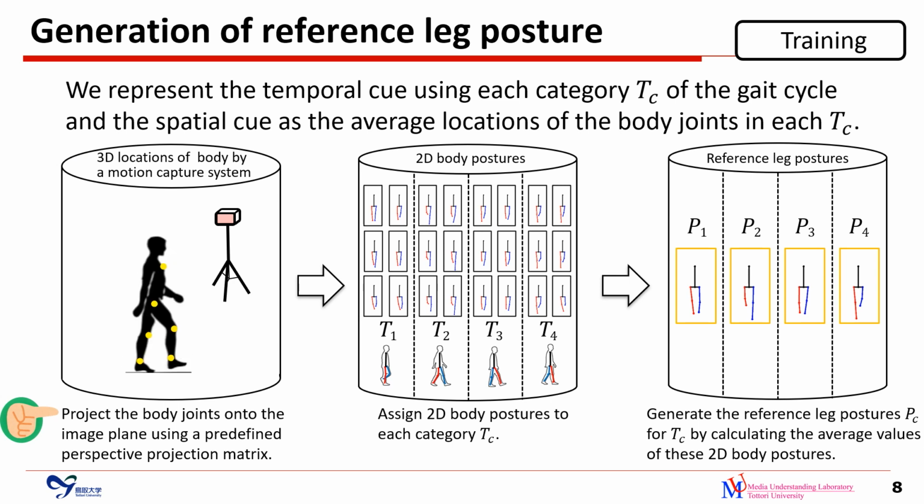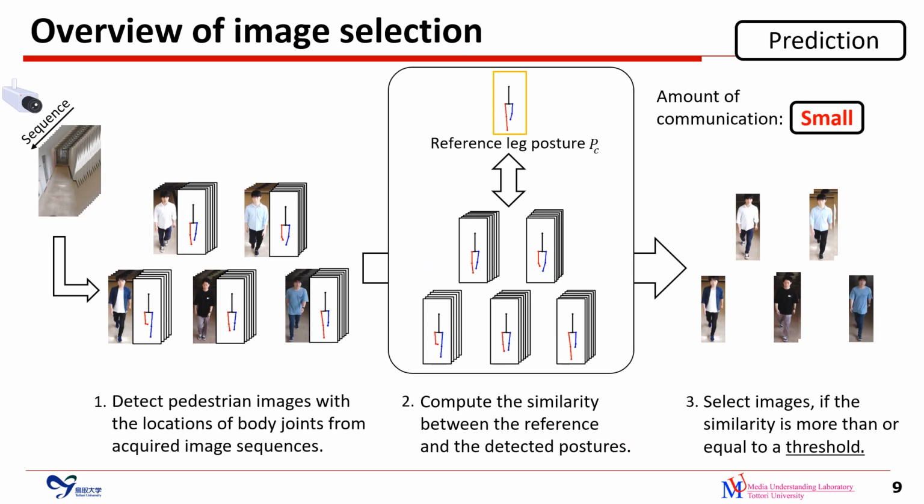First, we project the body joints onto the image plane using a predefined perspective projection matrix. Next, according to the definition of the gait cycle, we assign 2D body postures to each category. Finally, we generate the reference leg posture PC for TC by calculating the average values of these 2D body postures. We experimentally determine which of the 4 reference postures should be used. We explain an overview of image selection.